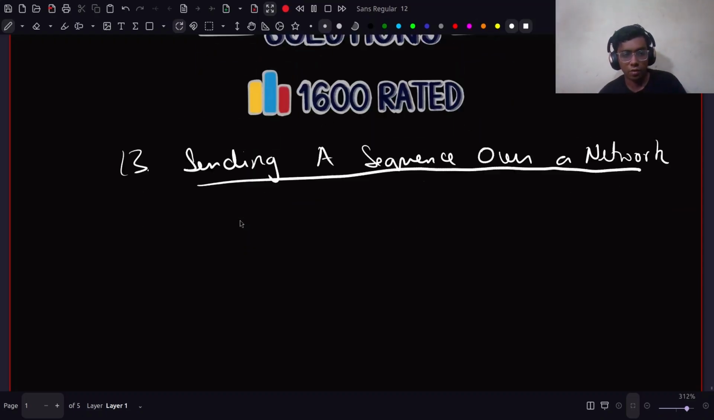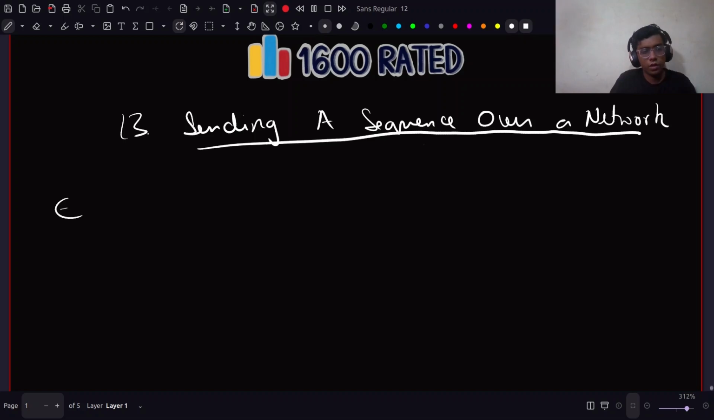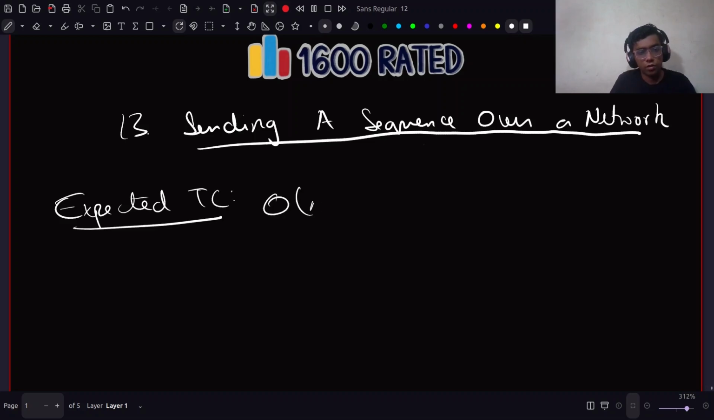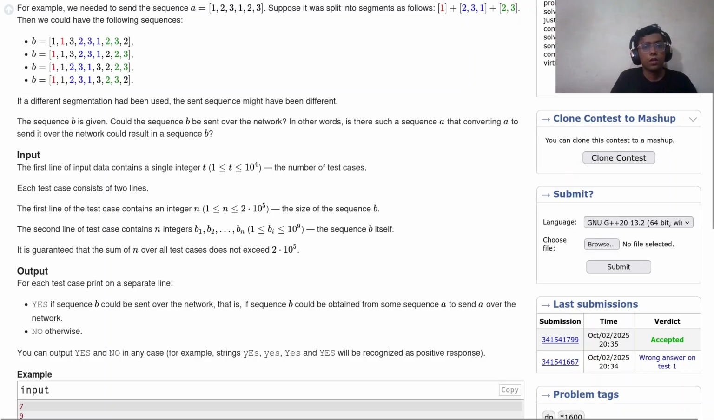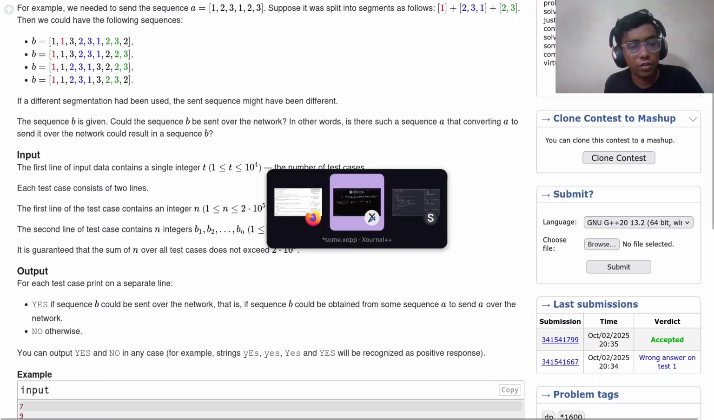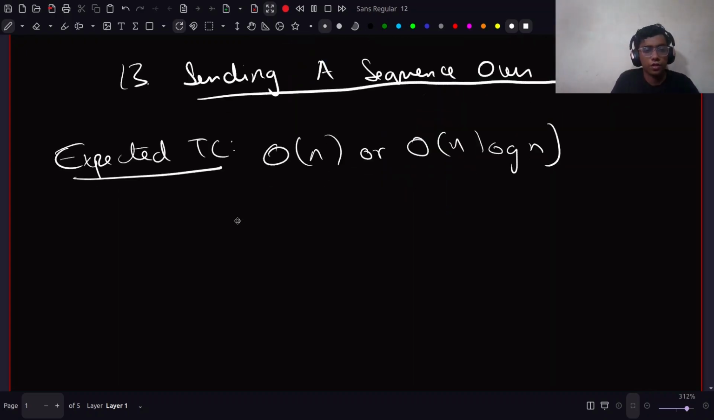So the expected time complexity is roughly big O of n or big O of n log n. Let's dive right into the problem. The statement is pretty straightforward.